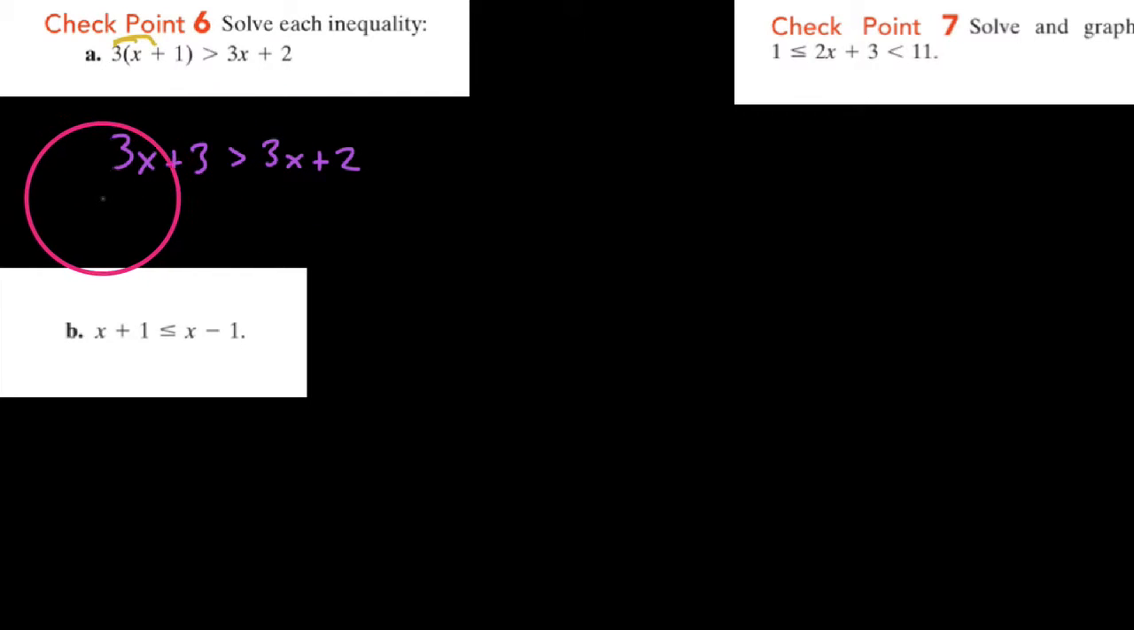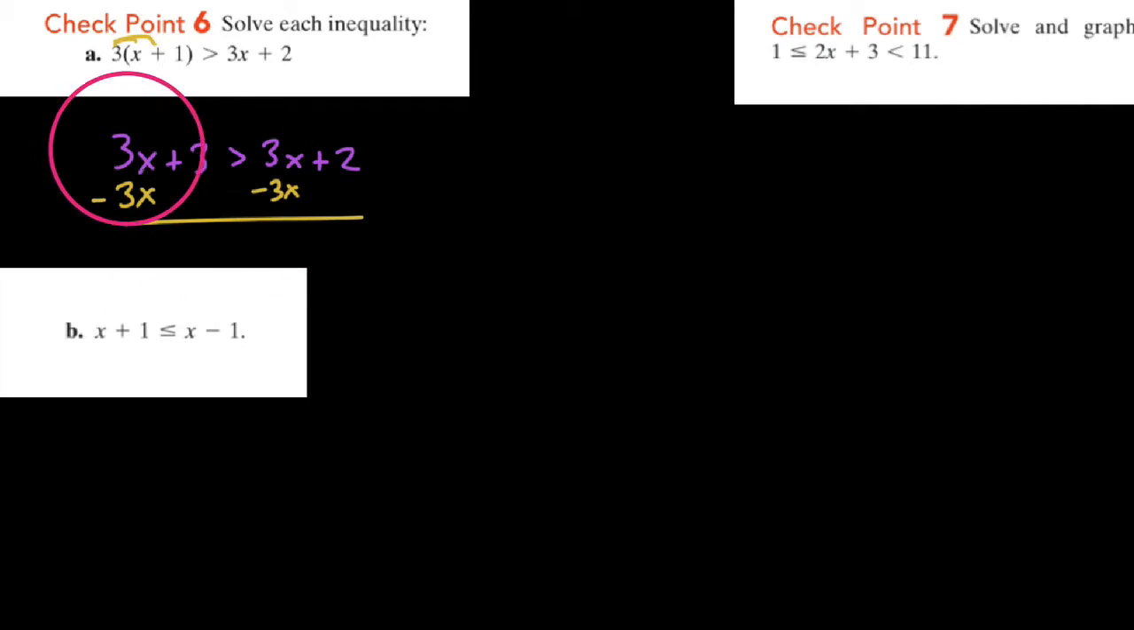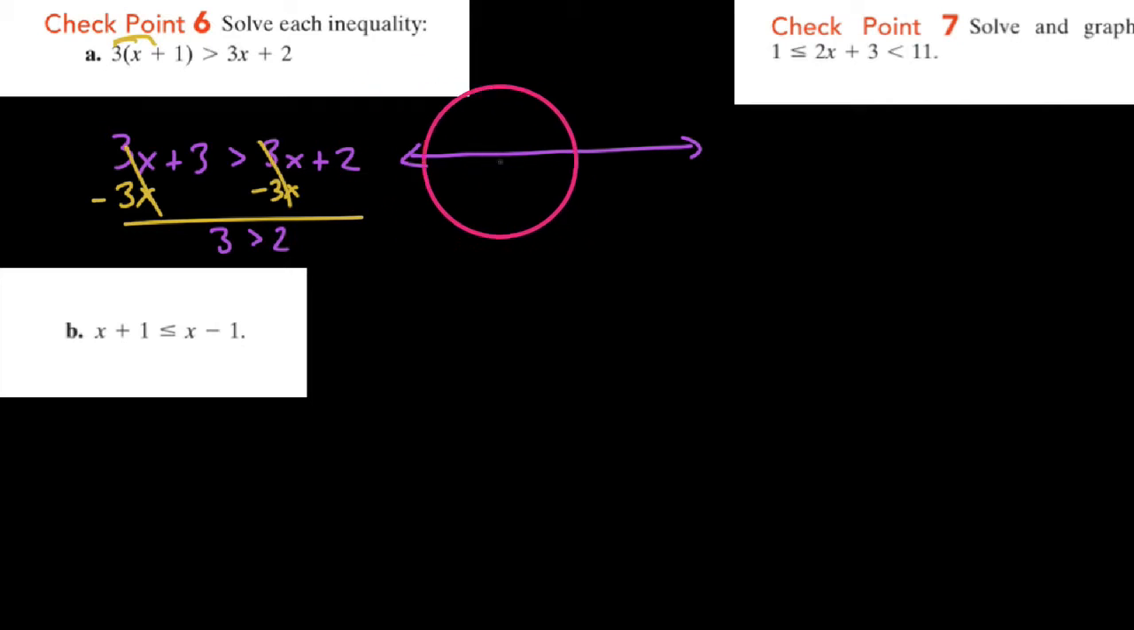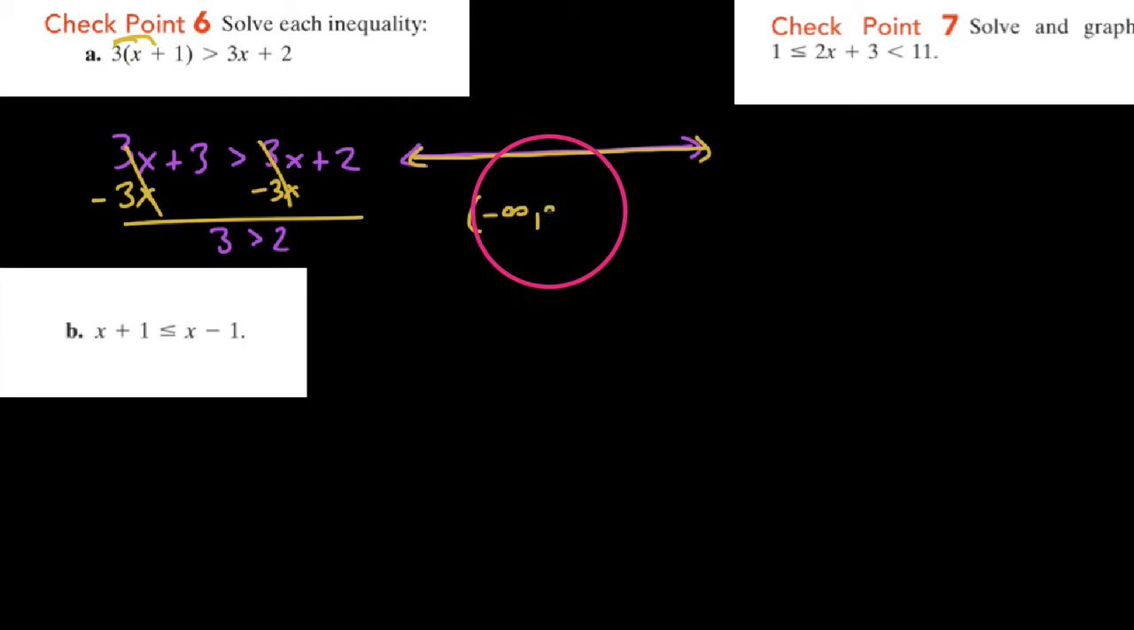The way we can determine this, though, is we could just try to isolate the x by getting it off of one side. And what you find out is you end up with a statement like this: 3 is greater than 2. And so basically, we would say that the set of solutions here, if we're going to graph this, is the entire set of real numbers. So here's your solution set right there. And we would list this in interval notation as negative infinity to infinity.